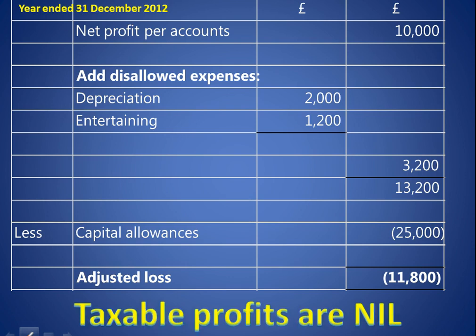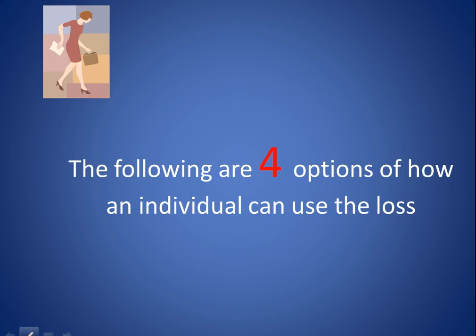Now, for tax purposes, taxable profits are obviously nil. But we don't just forget about the 11,800 loss. I'm going to take you through now a number of options that you can use to actually use that loss beneficially. Now I'm going to take you through 4 different options of how an individual can use that loss.